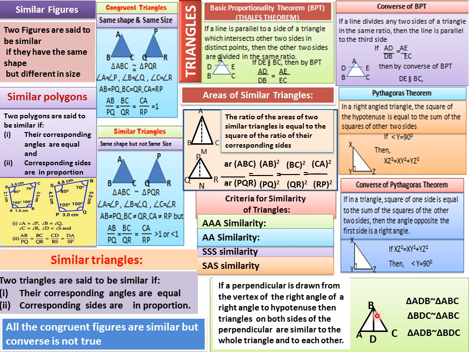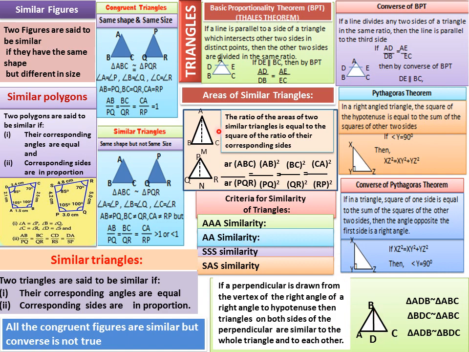So what it says in this theorem is, if a perpendicular line is drawn from the vertex of the right angle to the hypotenuse, then two triangles are formed in this triangle, and these two triangles are similar to each other and each triangle is also similar to the main triangle, that is ABC here.